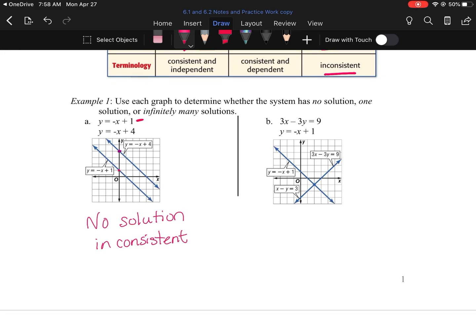Okay. Now taking a look at part B, we have two lines. We can see them here. Now if you notice this line that I'm about to highlight, it has two separate equations on it. But if you look, it's actually the same equation. If I take 3x minus 3y equals 9 and divide everything by 3, we get x minus y equals 3. So that's another way how they can look different, but they're actually the same equation. So if I look at these two, hey, they actually intersect. So that means we get one solution.